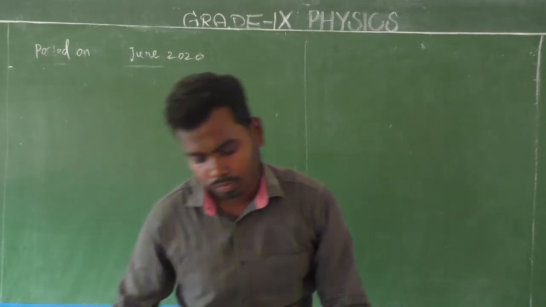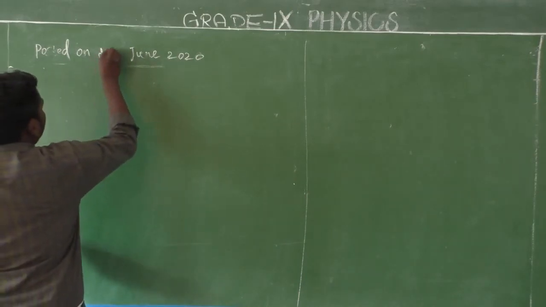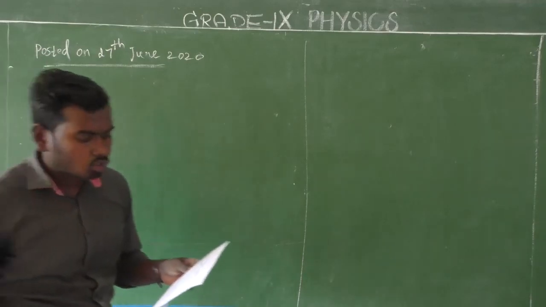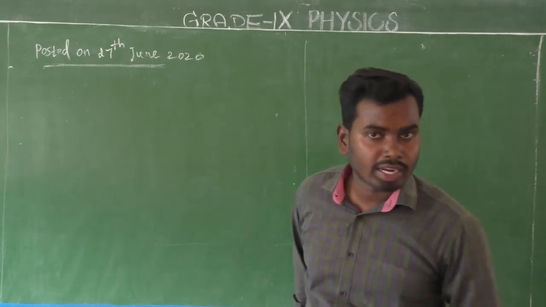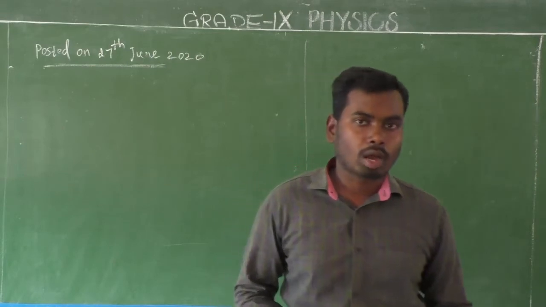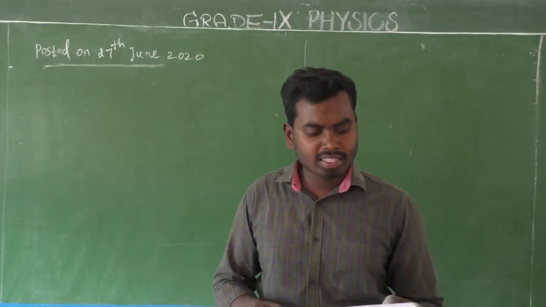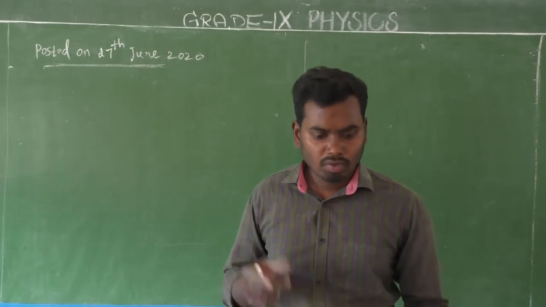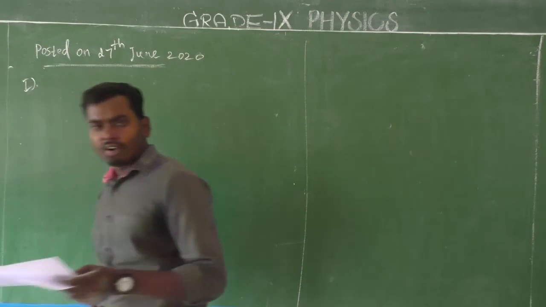So look at here. This worksheet is posted on 27th June 2020 in your Google Classroom app. You can further check with your Google Classroom app. Here we have 2 Roman letters. First Roman letter is MCQ, and second Roman letter is answer the following. So we will see one by one.